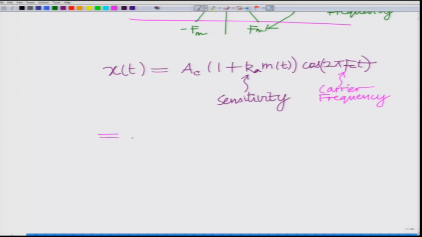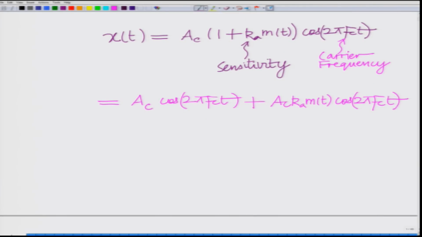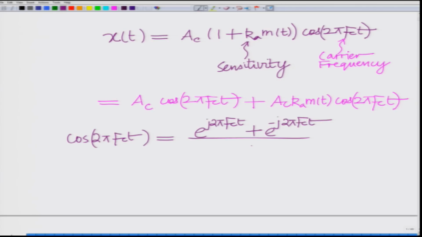This can be expanded as Ac cosine 2 pi fct plus Ac Ka m(t) cosine 2 pi fct. Now, let us look at the spectra of these two components. Consider cosine 2 pi fct. I can write this as e to the power of j 2 pi fct plus e to the power of minus j 2 pi fct, divided by 2.